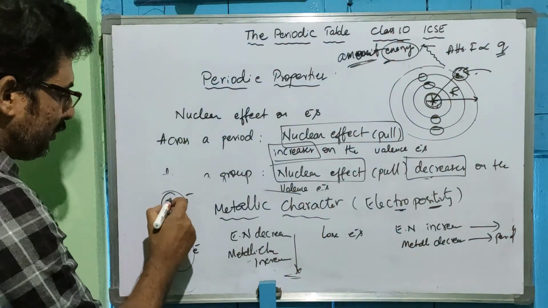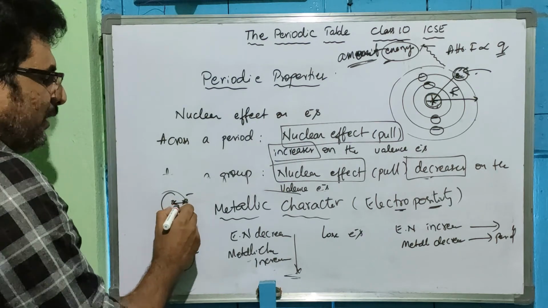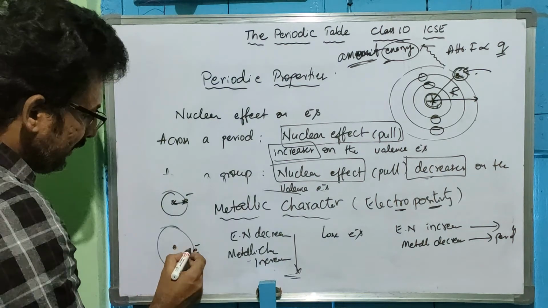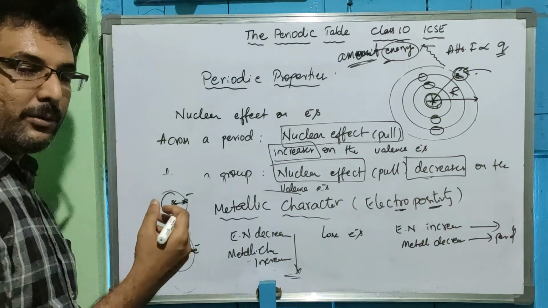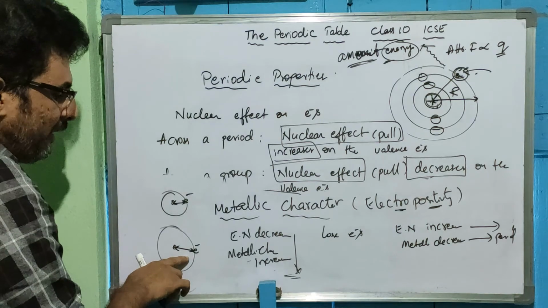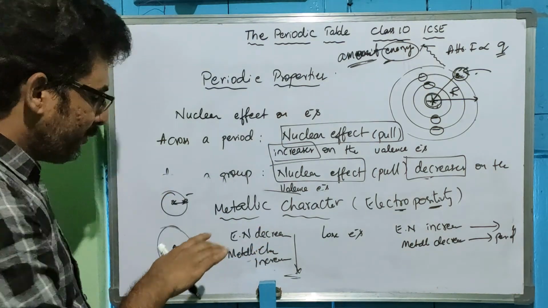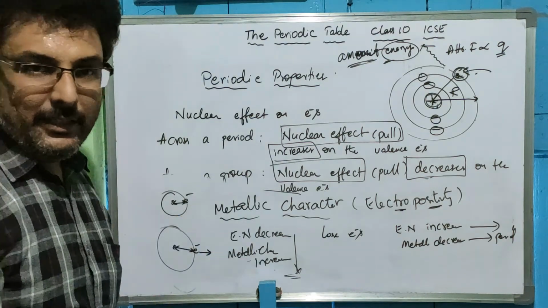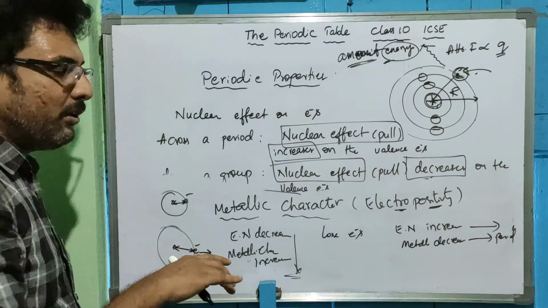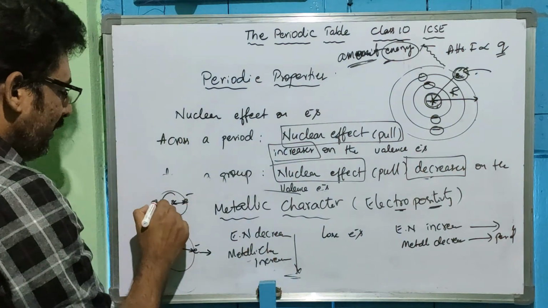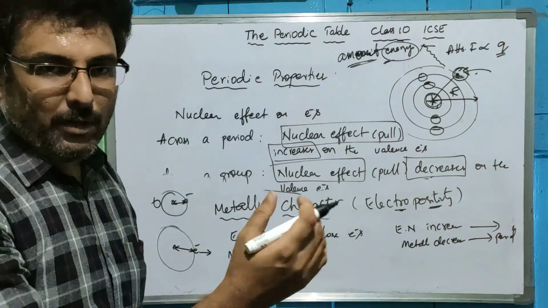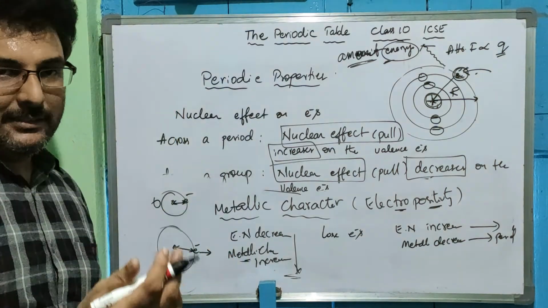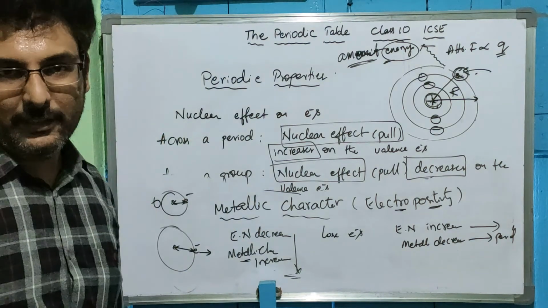When you compare these two, this electron is under the higher influence of the nucleus because it is close to the nucleus, whereas this one is a little bit away from the nucleus. So comparatively it will be under less influence of the nucleus, and this electron can be removed easily. Its tendency to lose an electron will be higher compared to the element placed above it. This means as you move down the group, metallic character increases, which means the tendency to lose electrons increases.